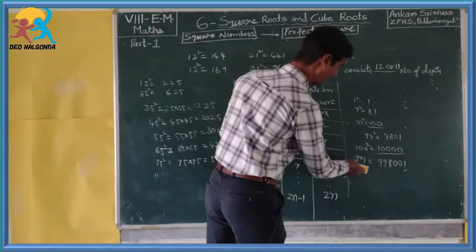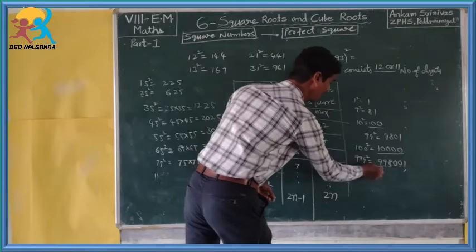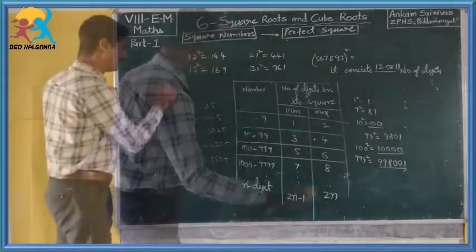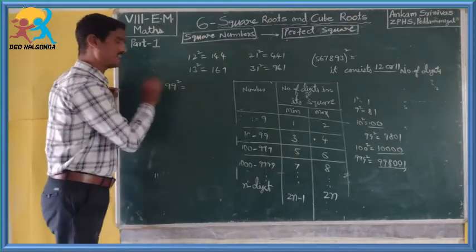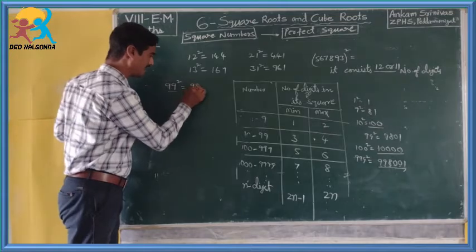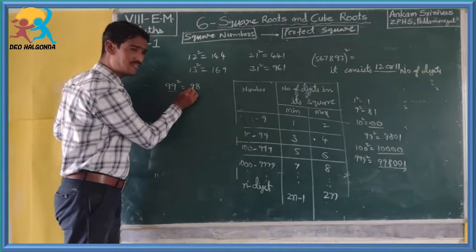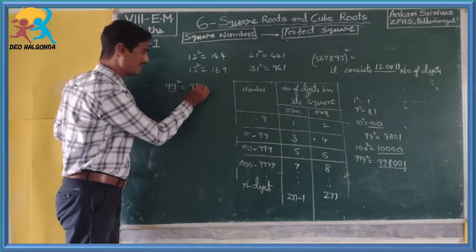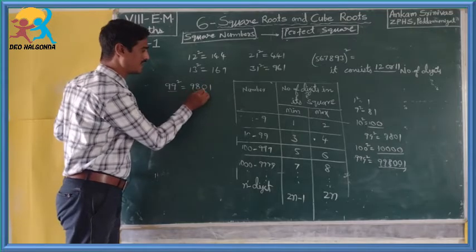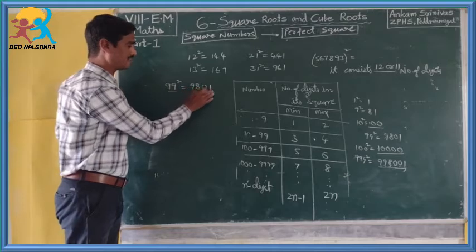Dear children, I have written here 999 square. How can it be written directly? See, very easy. 99 square. First I have a 2 digit number. First I have 9, 8. What should be added to 9 to get 90? Here 1. Sum of these two is 9. Like that, 9801.